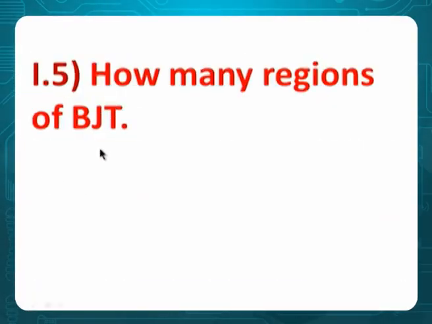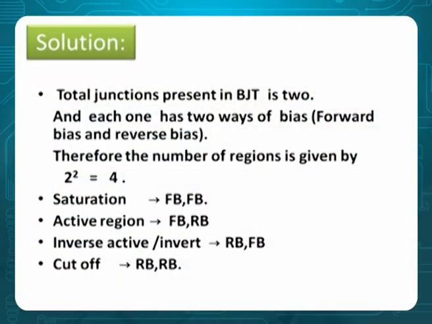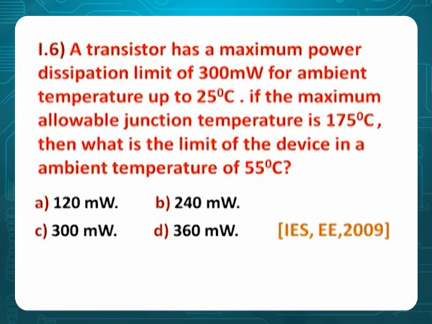How many regions of BJT? Totally there are 2 junctions available. Each junction can be forward or reverse. Therefore, 2 power 2 is 4. There are 4 possibilities. Forward and forward is called saturation. Forward and reverse is called active. Reverse and forward is called inverse active or inverted. And reverse and reverse is called cutoff. Therefore, there are 4 possibilities and 4 regions of operation. It's not 3 as some people think.